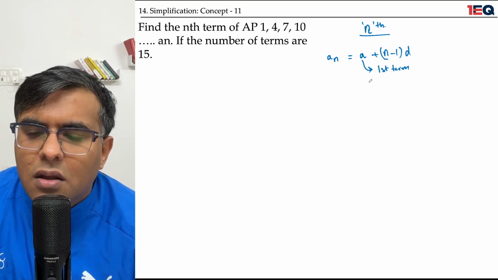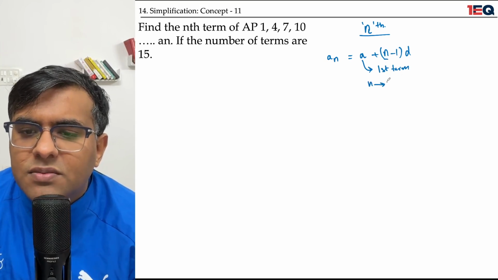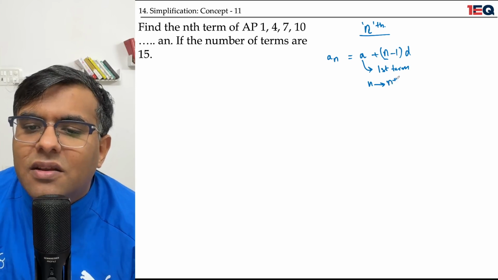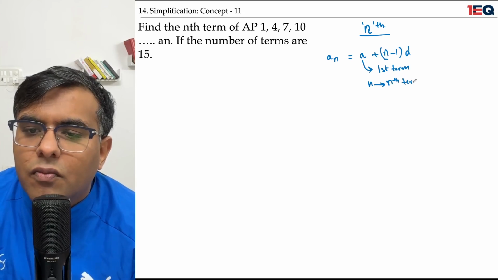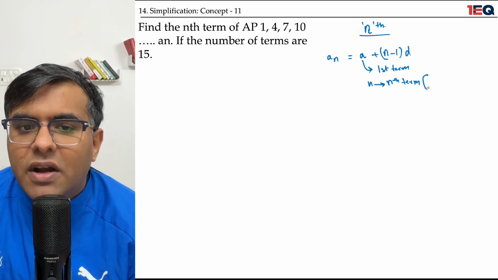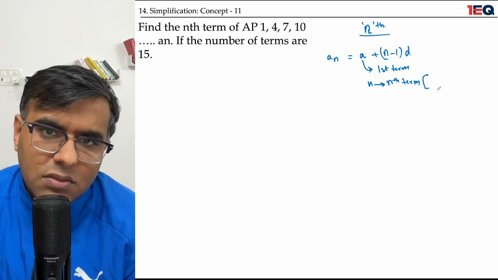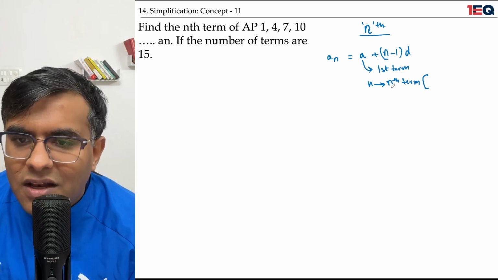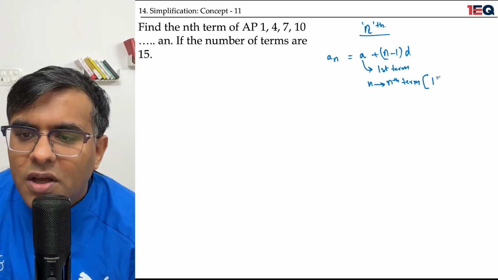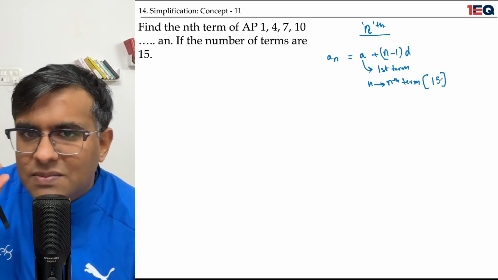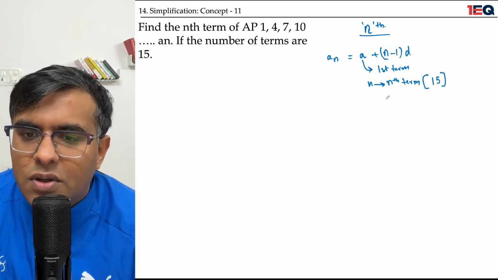N is the number of terms or the nth term we are talking about. Let's say we have to find out the 15th term of a series. So n in this equation would come out to be 15. It's basically the number of the term which we're talking about.